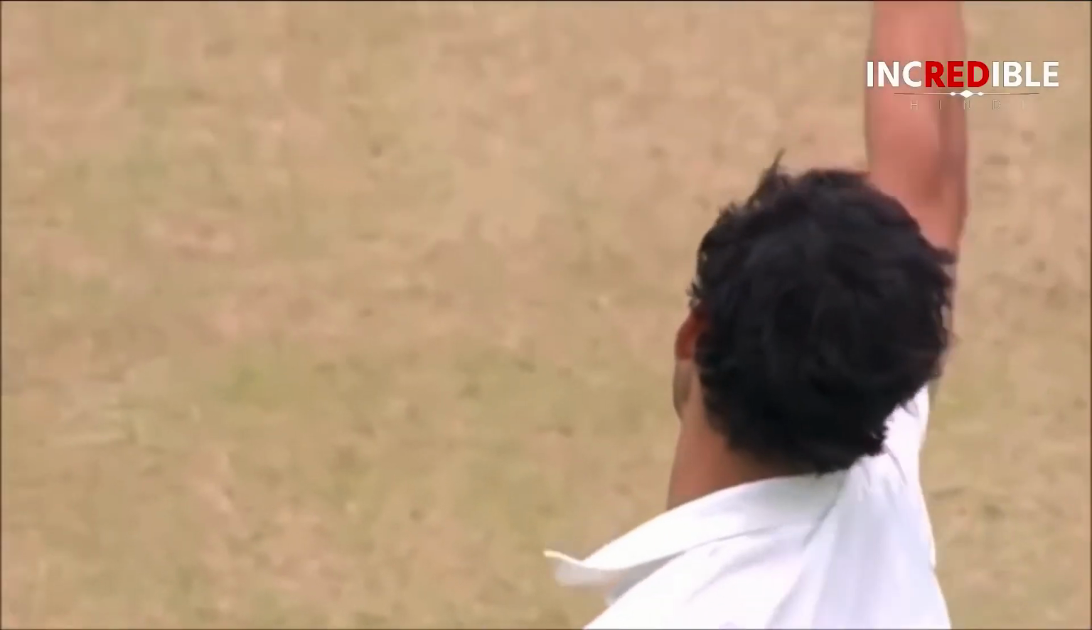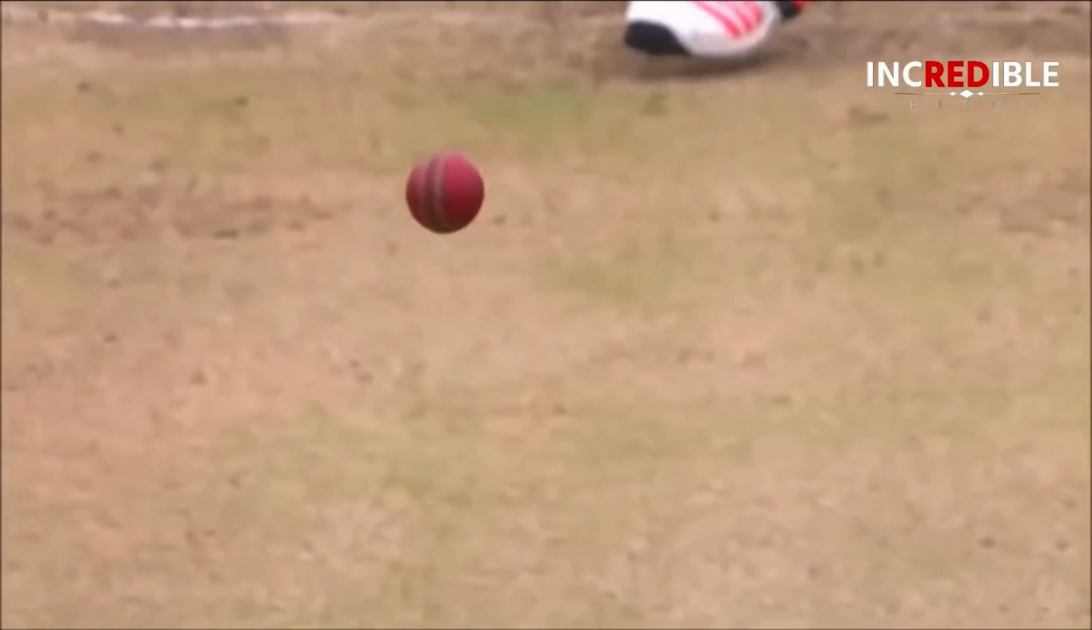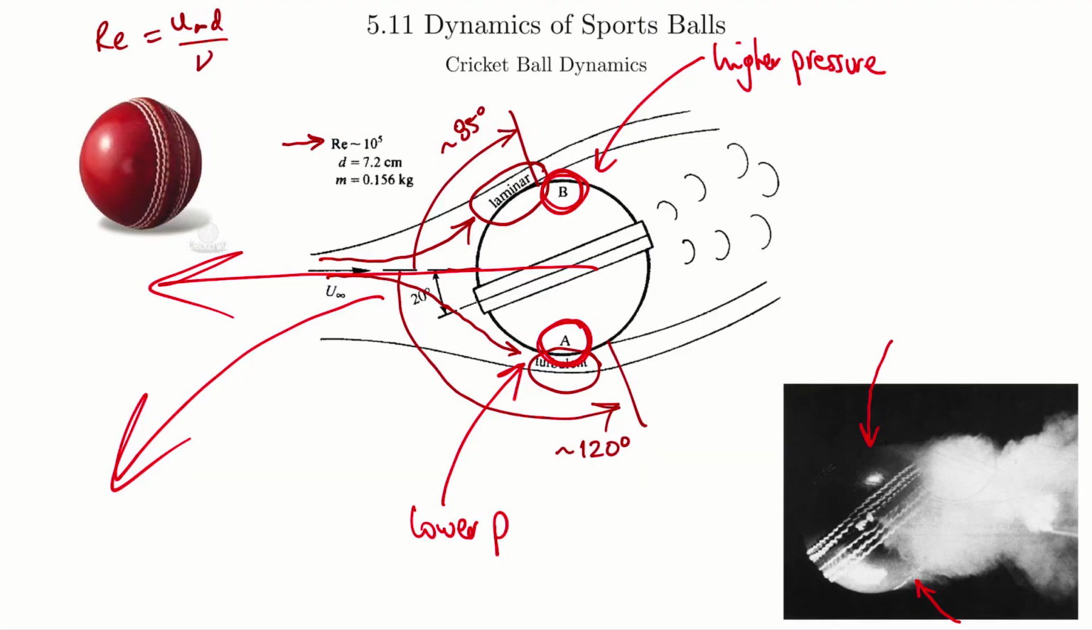Now, when the ball is thrown, you're invariably going to get some spin that's imparted to the ball. Because the bowler holds it along the seam, you're generally going to get some backspin imparted along the seam itself. And this has the important effect of stabilizing the orientation of the ball and preventing it from wobbling too much.